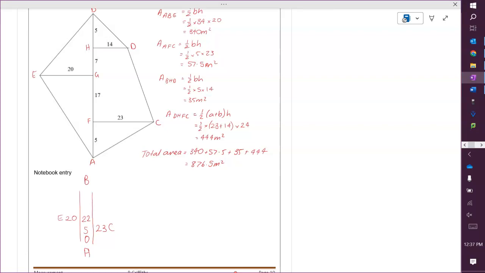Coming back to the centre here, I'm moving up another 7. So I need to add 7 to 22, which gives 29. And at that point, I go 14 out to the right to point D. The last thing I then do is move 5 more up. So I need to add 5 more to 29, which is 34. So that's what we call a notebook entry, moving from the bottom to the top, showing all the different lines that move out.